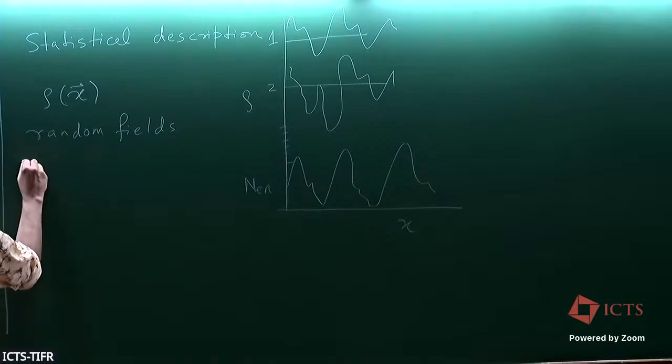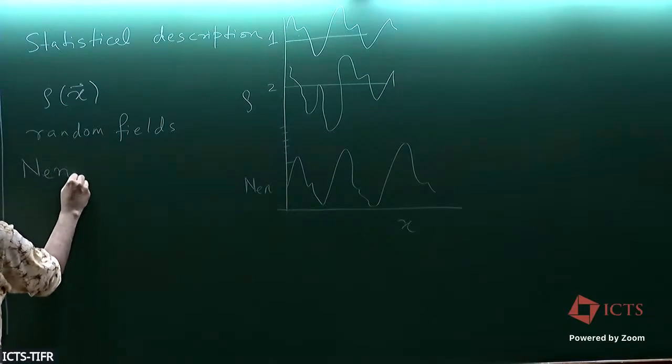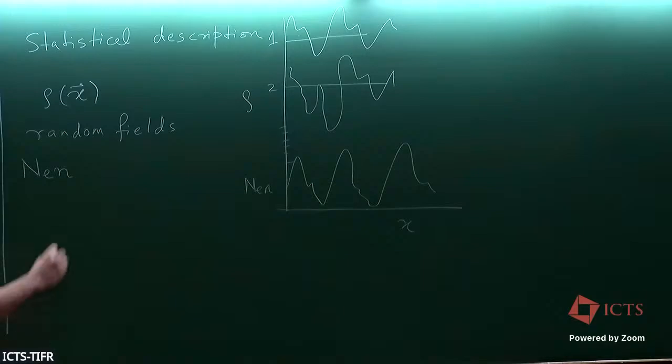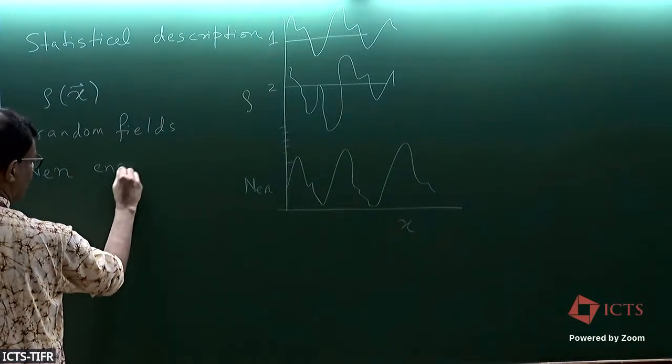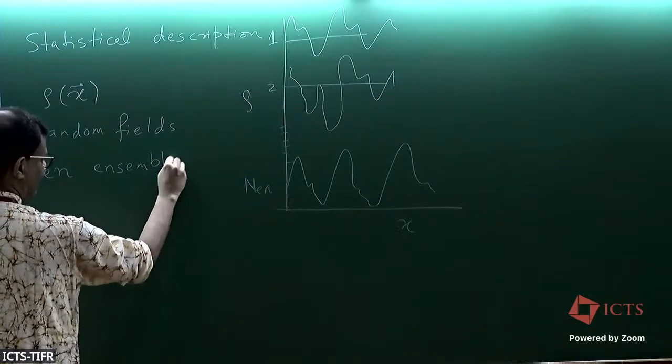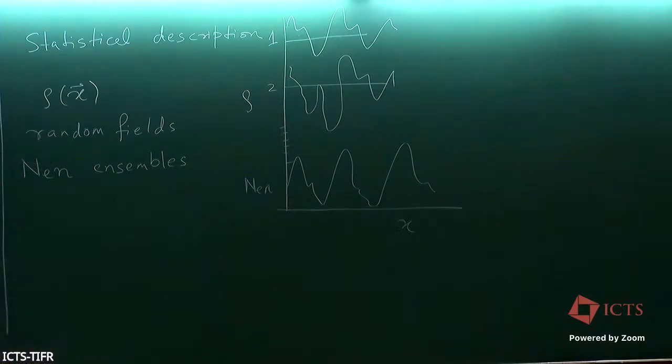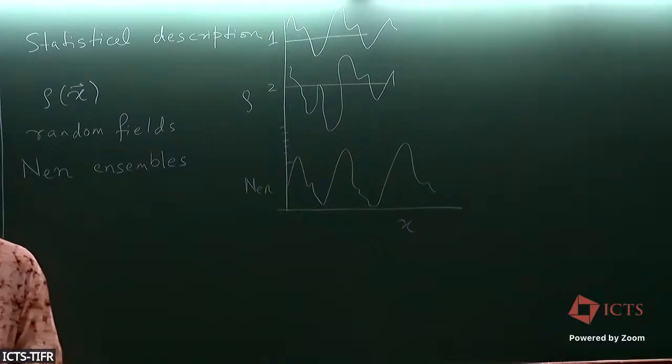So let us imagine I have n_ens. Now instead of realization, let me call them ensembles. So this many ensembles of the underlying density field. The concept is extremely similar to what you do in statistical mechanics. There again, you imagine that there are multiple copies of the system you are studying, and then you work out statistical properties there. So conceptually, it's very similar.